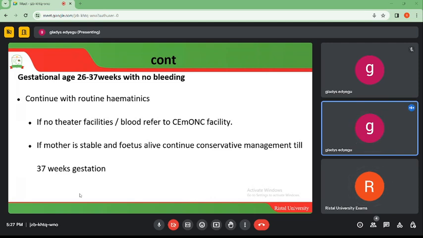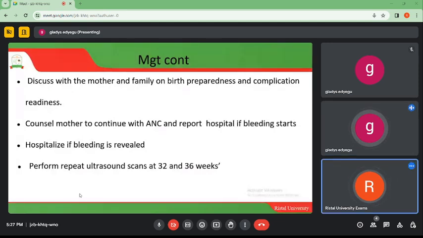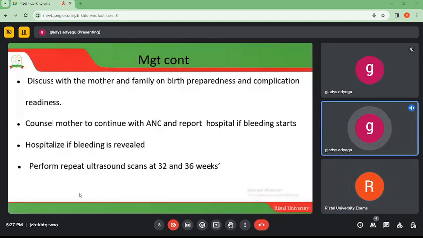So discuss birth preparedness and complication readiness. You have to discuss with the mother and the family. So please advocate for husbands to always escort their women for antenatal.